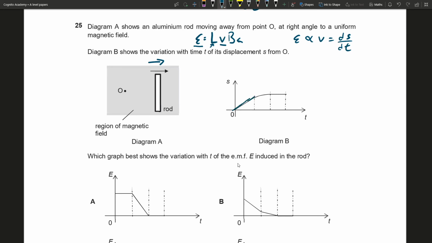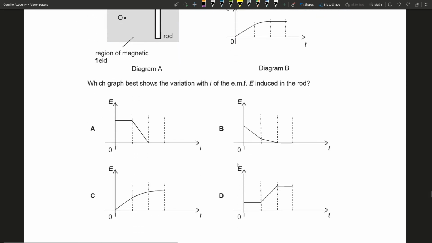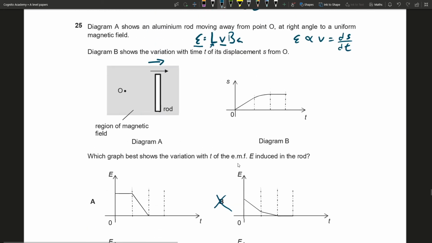So for the first part, because the first part of the graph is a straight line, the velocity over here should be a constant, non-zero constant. So anything that doesn't have the first part as a non-zero constant, we can immediately cross out. That means B and C. So we are only left with A and D. And let's look at the second part to see what happens.